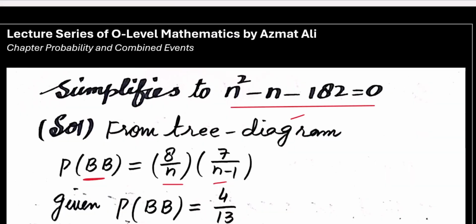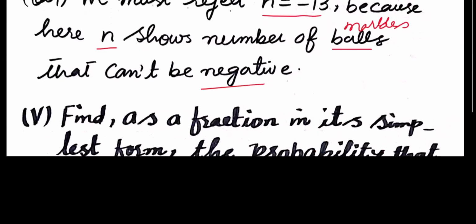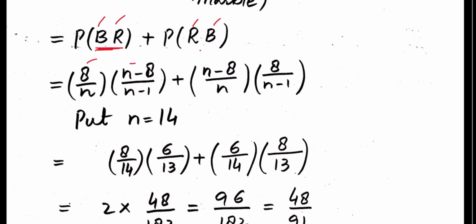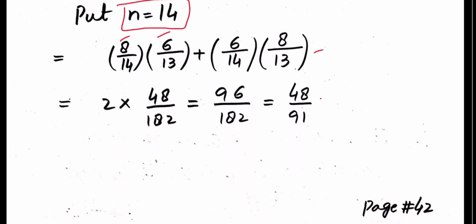So this is given by 8 by n times n minus 8 over n minus 1. Similarly, if we move towards R to B, this is n minus 8 over n into 8 over n minus 1. As the valid value of n is 14, put n equal to 14 here. This is 8 over 14, 6 over 14. After putting n equal to 14, this gives the final answer equal to 48 over 91.